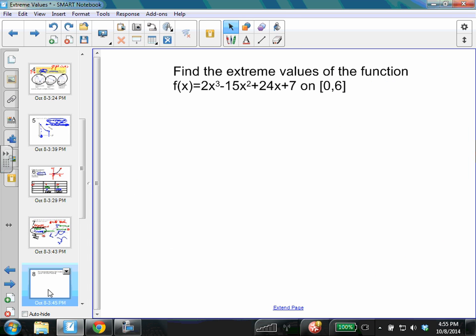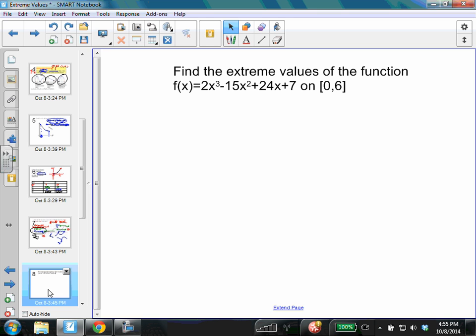We're going to take this function, f of x is equal to 2x cubed minus 15x squared plus 24x plus 7. And we're going to consider it on the interval from 0 to 6. And notice that that is a closed interval, right? And so we want to find the extreme values of the function. And I might go a little step further and just make sure I write down where they are.